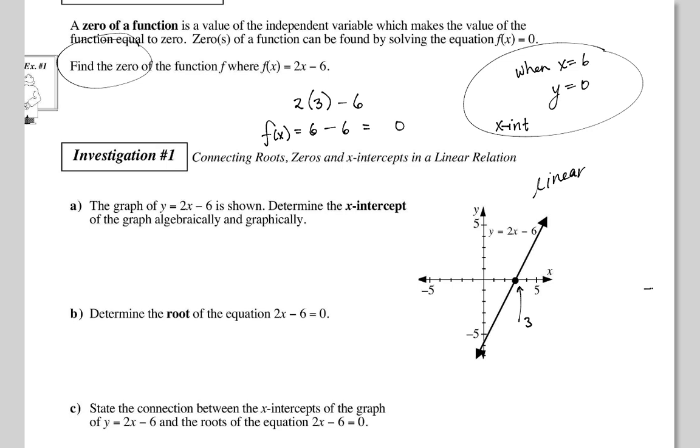When x is 6, or pardon me, when x is 3, my bad. Your confused look helped me understand what I did wrong. When x is 3, y is 0, because we changed x to 3 right here. So thank you for that.